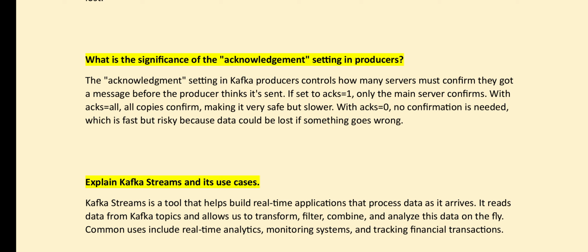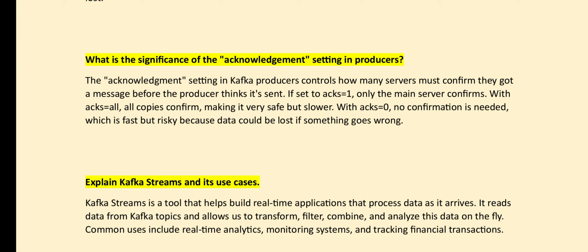What is the significance of the acknowledgement setting in producers? The acknowledgement setting in Kafka producers controls how many servers must confirm they got a message before the producer thinks it's sent. If set to acks=1, only the main server confirms. With acks=all, all copies confirm, making it very safe but slower. With acks=0, no confirmation is needed, which is fast but risky because data could be lost if something goes wrong.